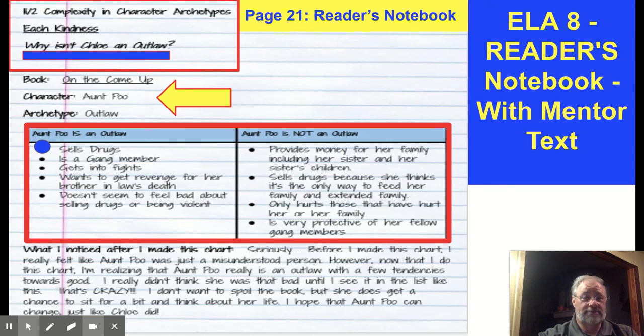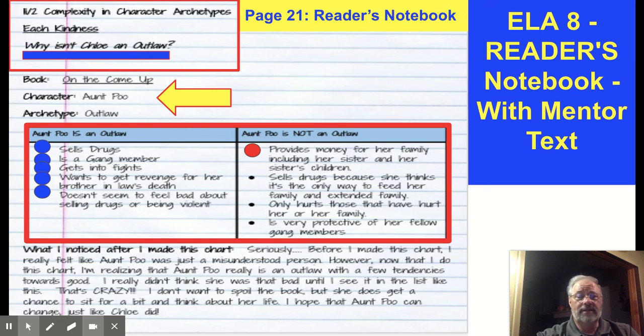Okay, so on the left-hand side, here are reasons why we thought Aunt Pooh is an outlaw. She sells drugs. Okay, she's in a gang. She gets into fights. She wants to get revenge for her brother-in-law's death, and she doesn't feel bad about selling drugs or being violent. Now, as we read more about her, we find some things that maybe you can think about. Maybe she's not an outlaw.